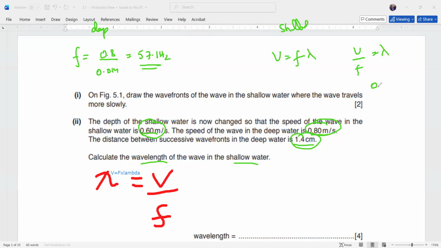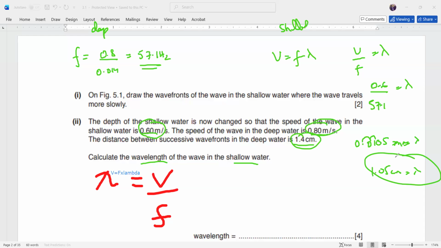How much is the speed? The speed is 0.6. What about the frequency? That is 57.1. What's the answer for the wavelength? 0.6 divided by 57.1. It will be a small answer, 0.01, only like this, or 0.0105 meter. If I convert into centimeter, I multiply by 100, so 1.05 centimeter.